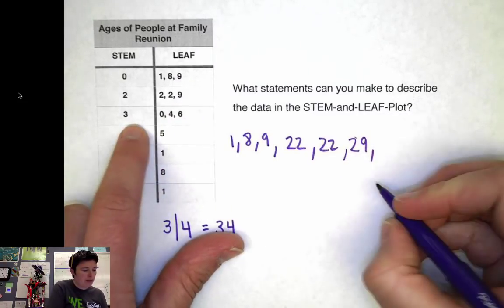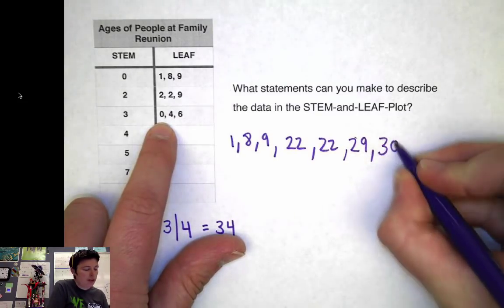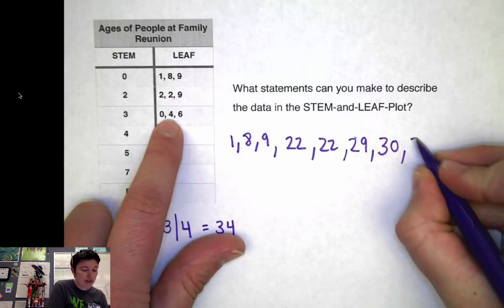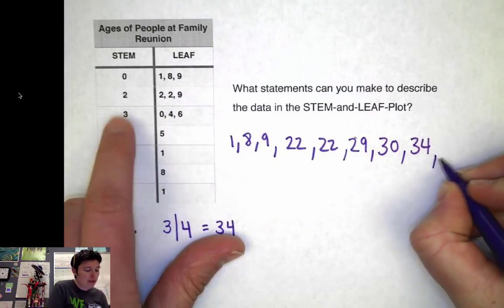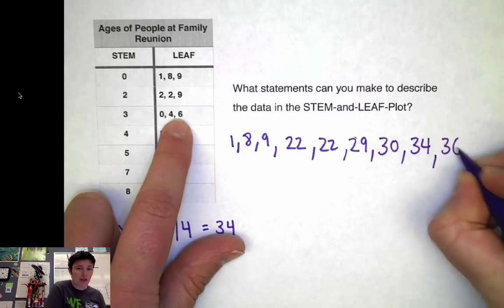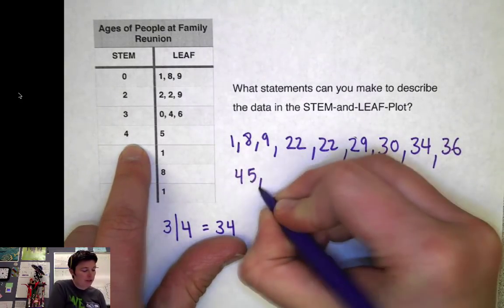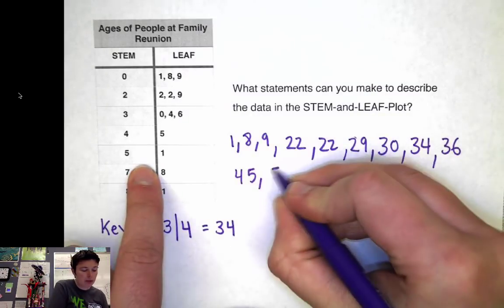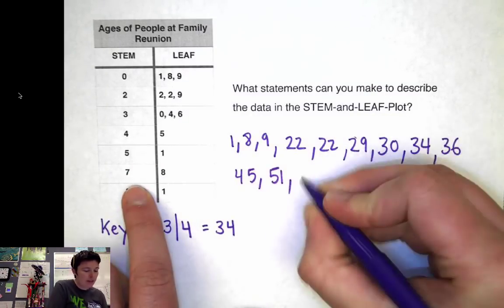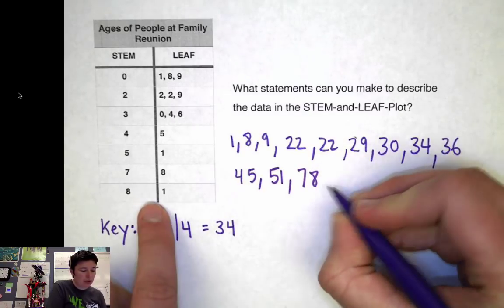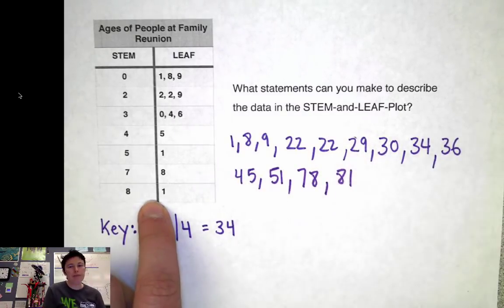Then we go to the 3s. We have a 3 | 0. That means we have a 30-year-old. We have a 3 | 4. That's a 34-year-old. We have a 3 | 6. That's a 36-year-old. And then for the 4, we have a 4 | 5. So that's a 45-year-old. And we have a 5 | 1, which is a 51-year-old. A 7 | 8 is a 78-year-old. And our oldest person is 81.